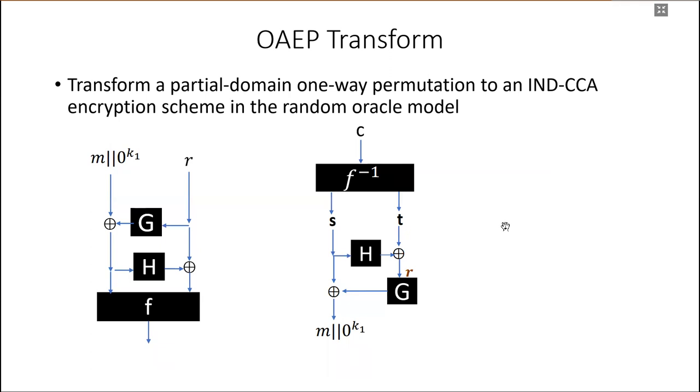How does the decryption work? We use the inverse of F to get S and T, and then H of S XOR with T gives us the randomness R, and XORing S with G of R gives us the message back.